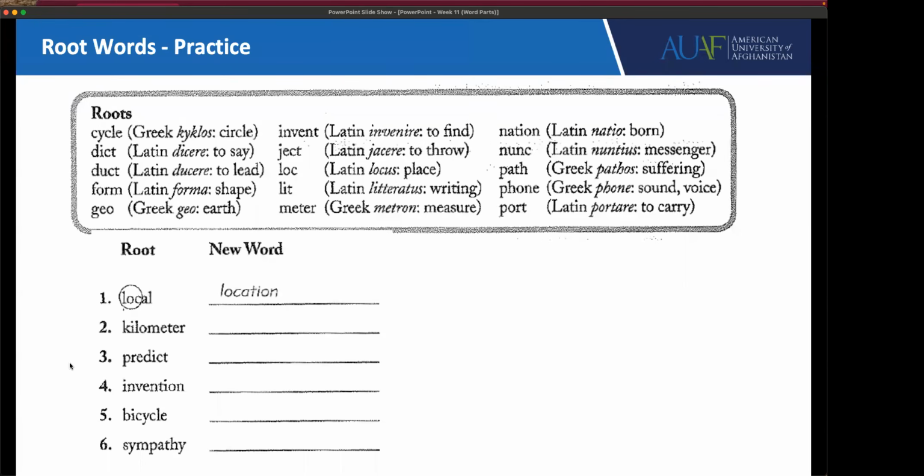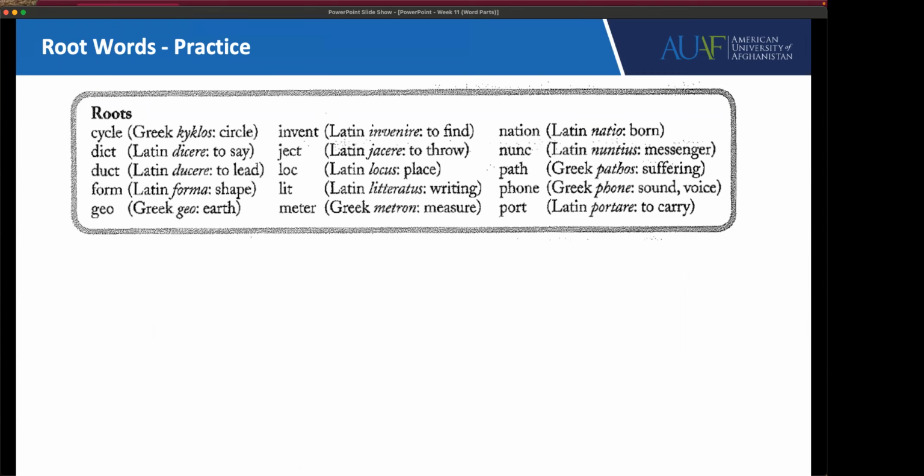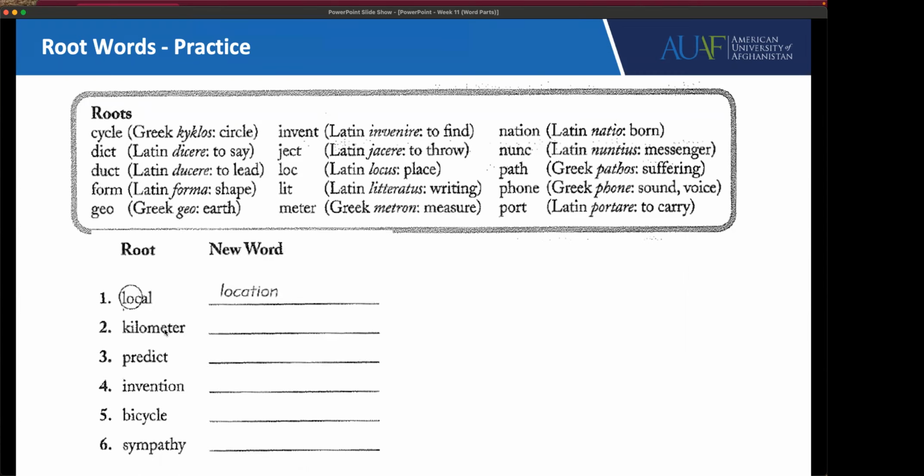Okay. Predict. What's going on? Predict. Can you make a new word with dict? Which is prediction. Okay. I don't know what's going on with my computer. It keeps going away.